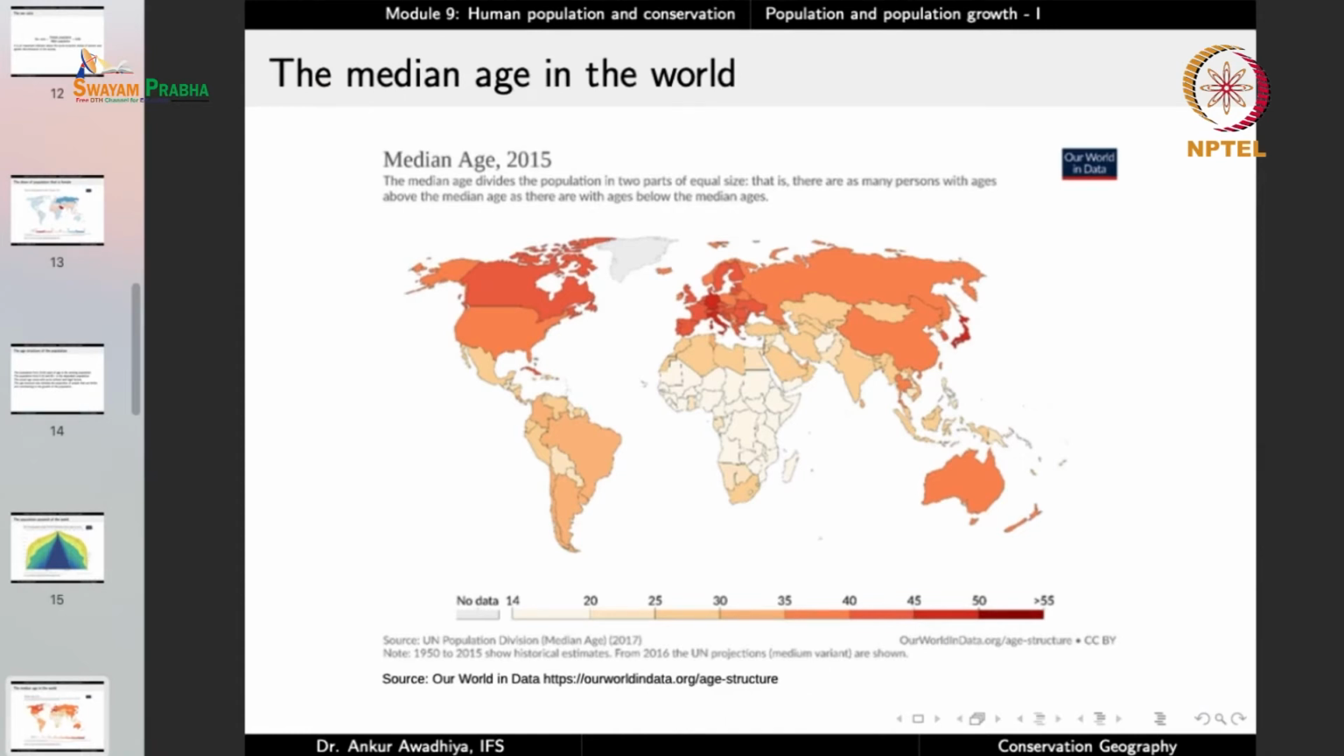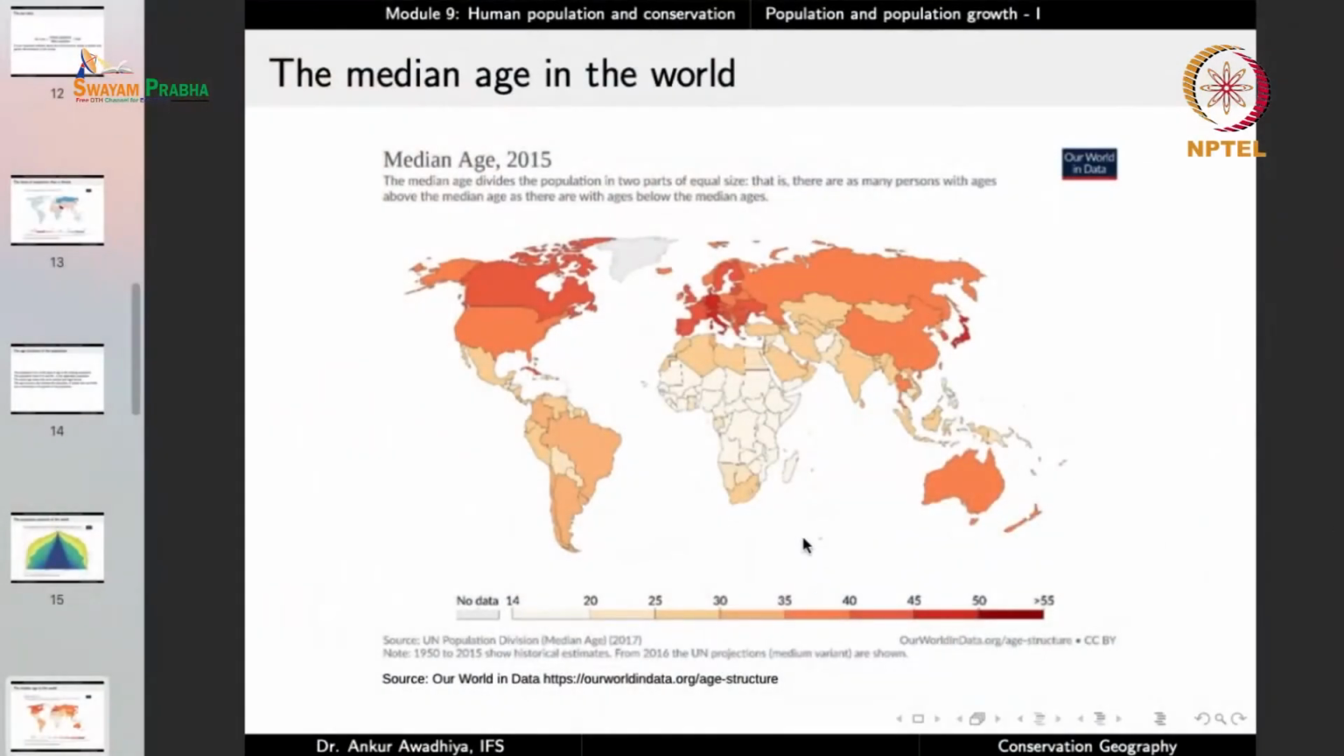We can also look at the median age in the world. The median age divides the population in two parts of equal size. That is, there are as many people with ages above the median age as there are people with ages below the median age. And so if we look at the world population, then in certain areas like Japan, we have a high median age between 45 to 50 years. It shows that we have as many people above 45 years of age as we have people below 45 years of age.